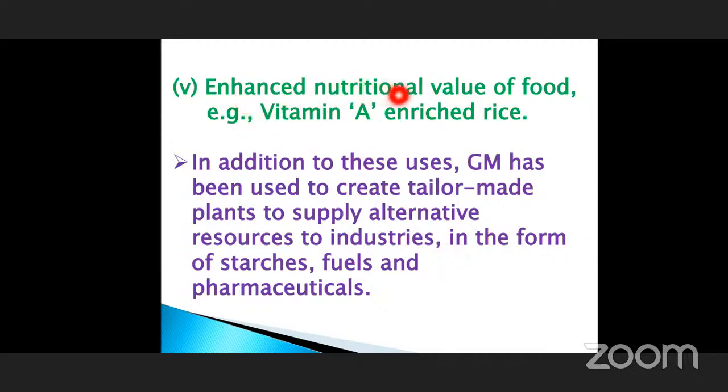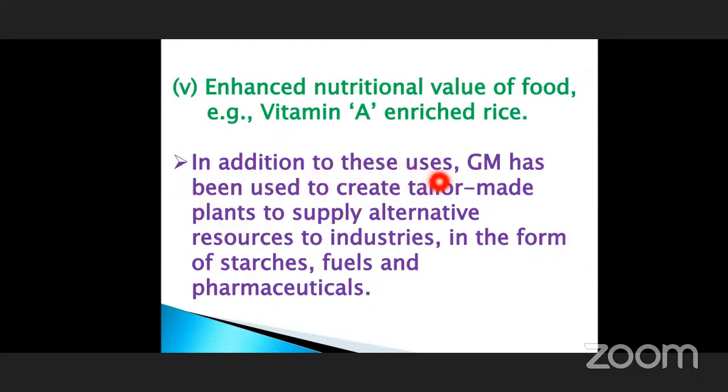And enhance the nutritional value of food. Enhance means increase the nutritional value of the food. Example, vitamin A enriched rice. It is called golden rice. In general, in rice, a more amount of carbohydrates are present. Less amount of vitamins are present. But with the help of genetic engineering, vitamin A enriched rice varieties are developed.